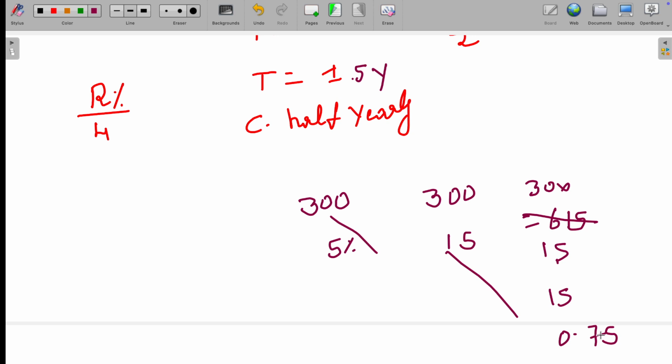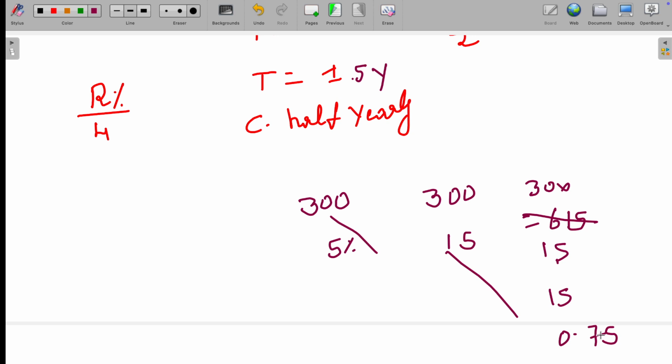Is it clear? Now tell me, if the question is quarterly and the time duration is 9 months, how many times do we have to write it? 3 times, because quarterly means every 3 months we write 1 tree. So 9 months means 3 trees. That is the kind of question they may ask.